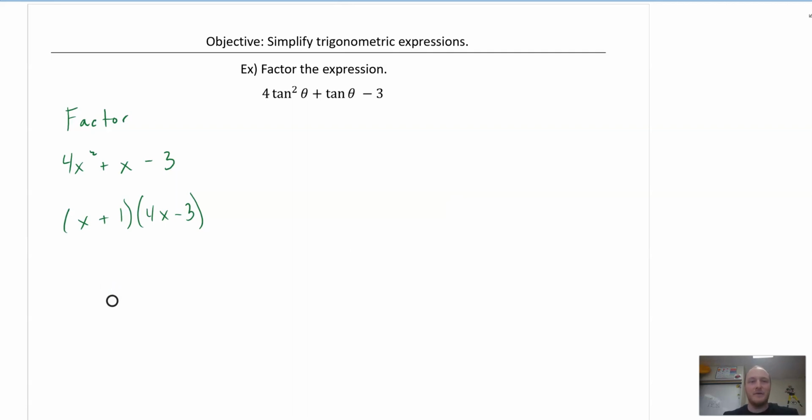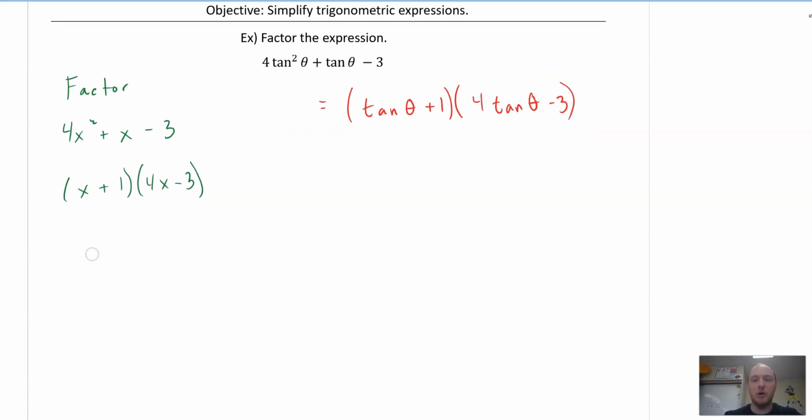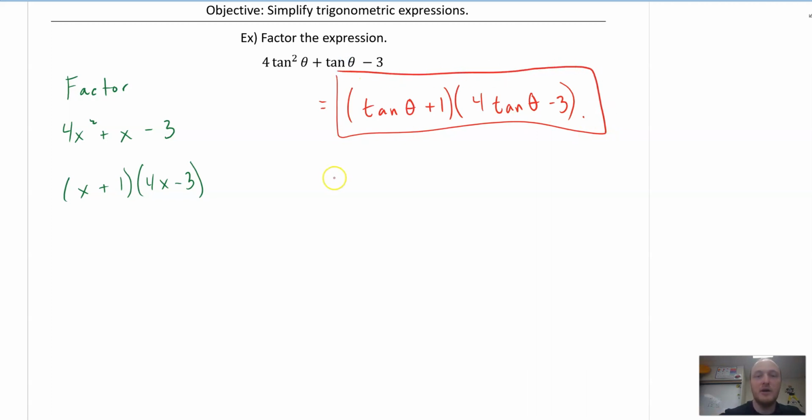So I have 4 tan squared theta, and if I follow that same idea, we have tan theta plus 1 times 4 times tan theta minus 3. And that's your answer, believe it or not. But if you don't believe me, you can always go ahead and check.